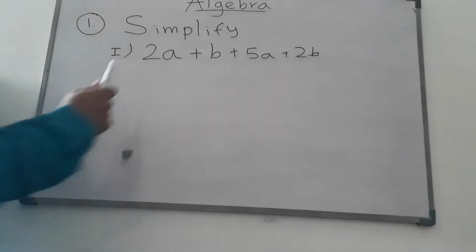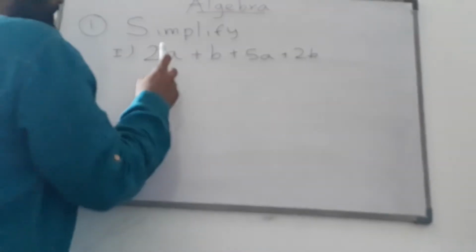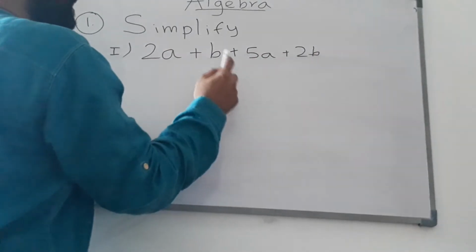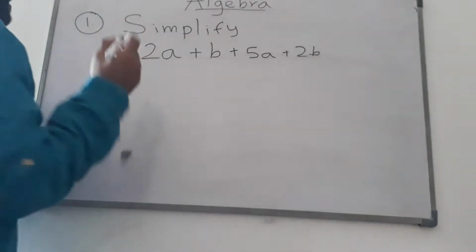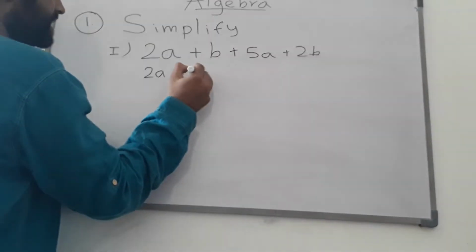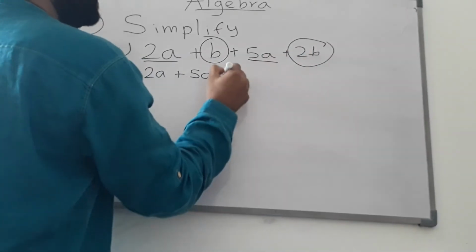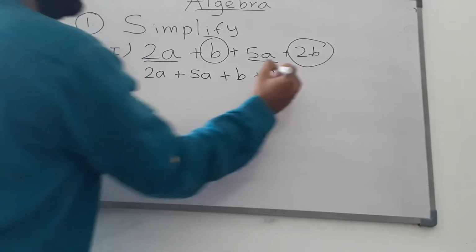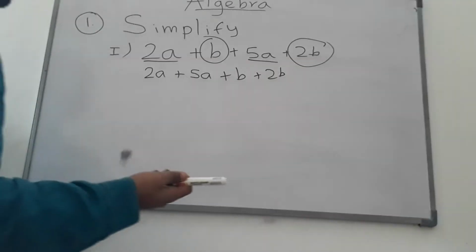Okay. In this expression, there are a terms as well as b terms. Two different types of terms. One type is a terms, the other type is b terms. When there are two types of terms, what we have to do is collect like terms. First a terms, 2a plus 5a, then b terms, plus b and plus 2. Now we can add a terms together and b terms together.